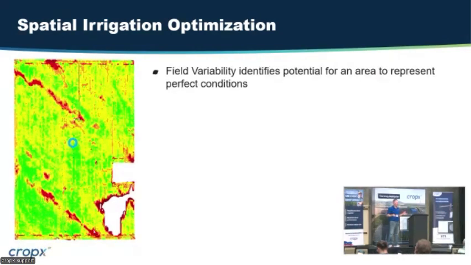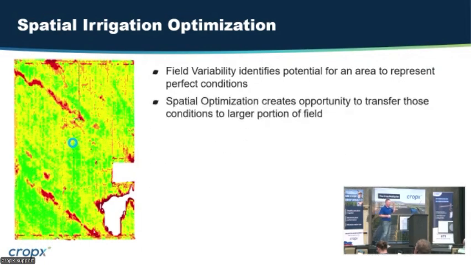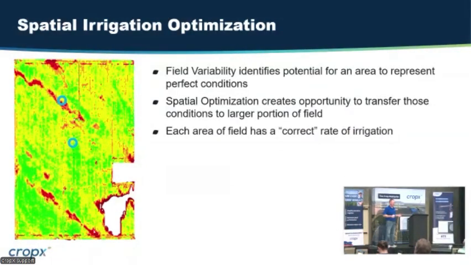Obviously, what that means is if we look at the dark green spots in this yield map, that is going to be our perfect condition for that season, our highest yield in that particular season. So what we want to try to do with optimization is transfer those perfect areas into a larger portion of the field. Everywhere that it's red and yellow, we're going to try to improve those areas using the correct amount of irrigation. And in theory, the correct rate of water is going to equal the highest yield.